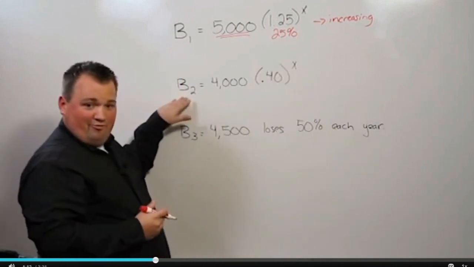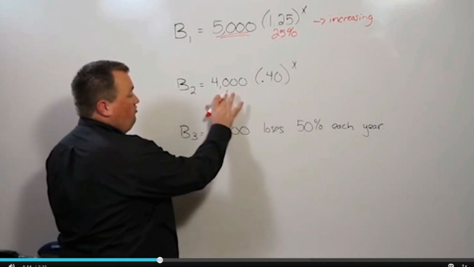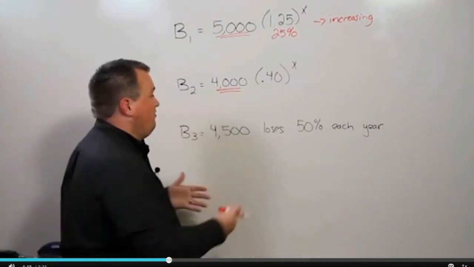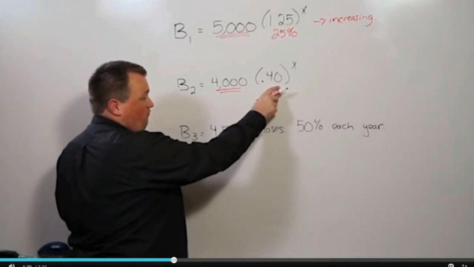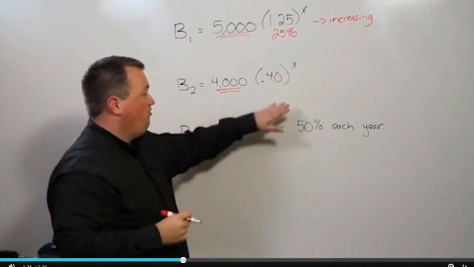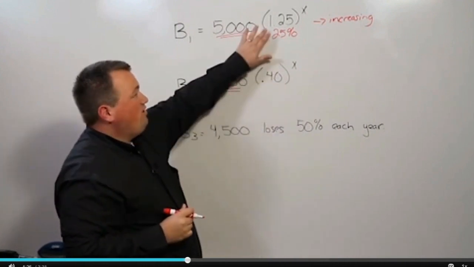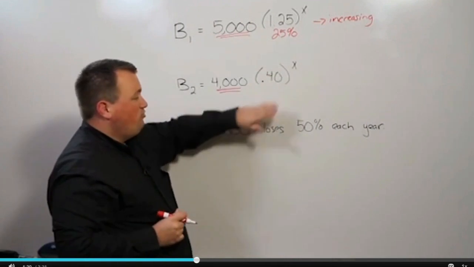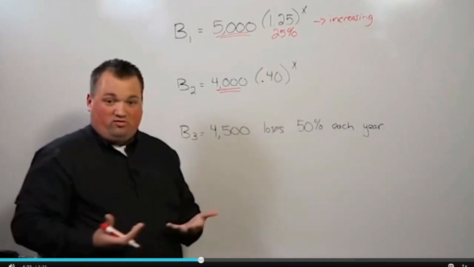Now looking at boat 2, same thing. Notice we have the initial value first. It is a value of $4,000. Here our percent is 0.40, our percent of change, and we have the x for our number of years. Now the difference between these two, you'll see, is that this one is greater than 1 and boat 2 is less than 1. So what does that mean?